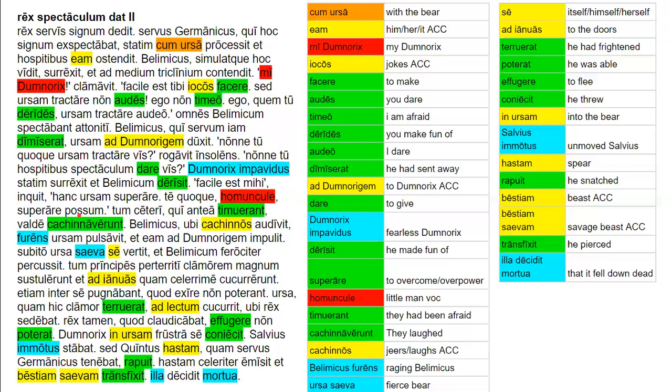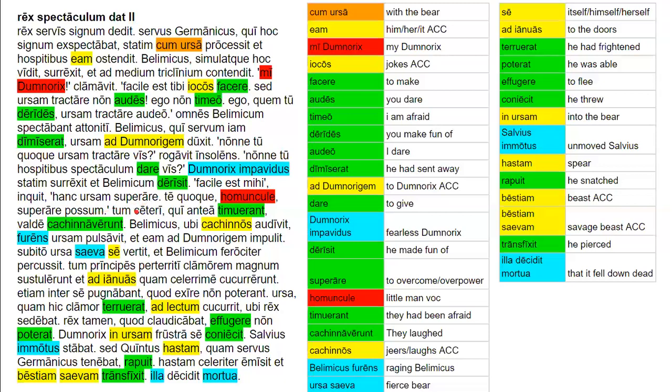I am able, possum, to overcome. So I'm able to overcome you also, little man. Tum ceteri, qui antea timuerant, valde cachinnaverant. So then the others who previously, before this, had been afraid, laughed a great deal, a lot.